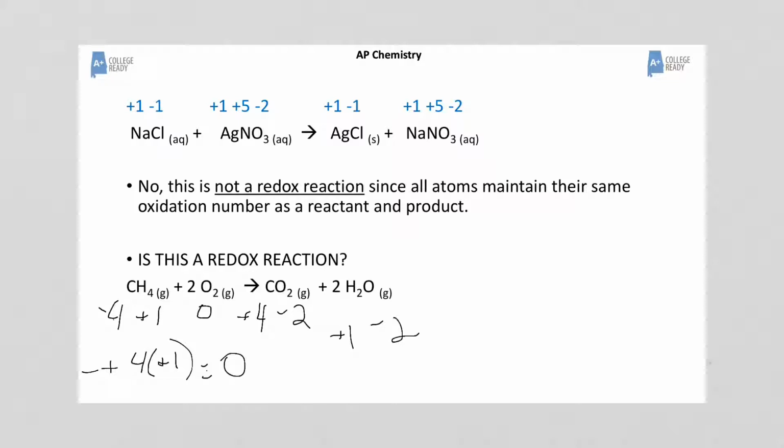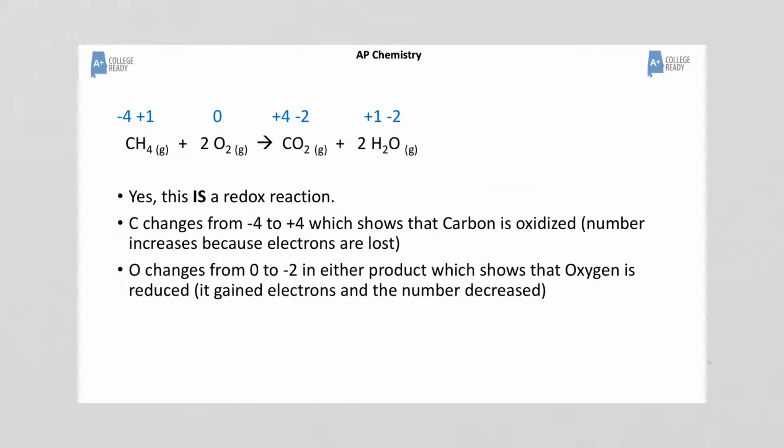That's a huge change. Notice it's going up in value. And oxygen gas is going from 0 down to -2. So we can see there are changes here. We know this has to be redox, and we can define exactly what's happening. Carbon is going from -4 to +4. Remember, if it goes up, that's oxidation. And oxygen, and you could look at either oxygen in the products, it doesn't matter which one you're referring to, is going from 0 as a reactant as an element to -2, so that shows that it's gaining electrons and is reduced.